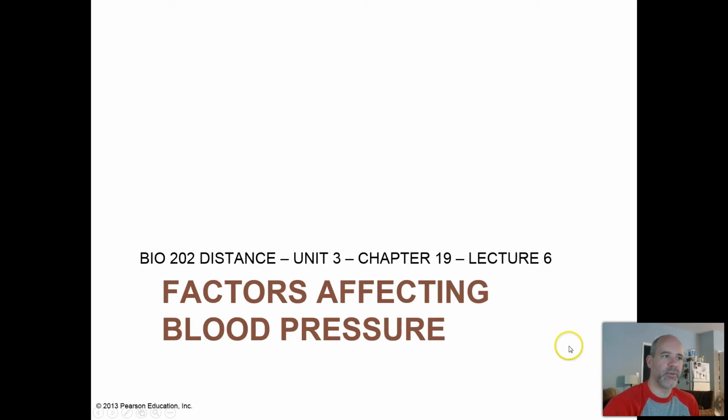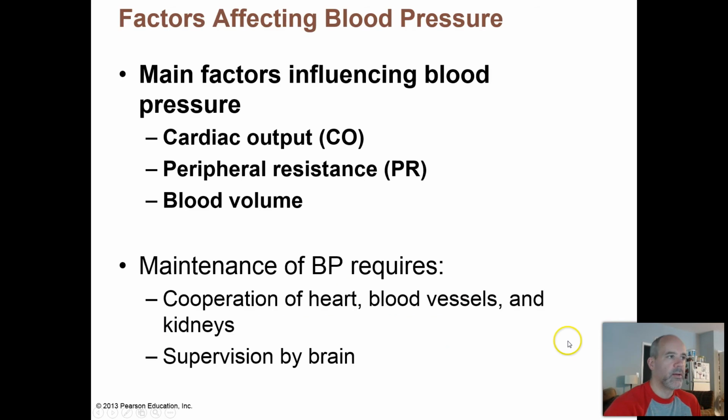All right, sixth lecture for chapter 19 here in Unit 3. We're going to start talking about some of the various factors that affect your blood pressure. This is going to be the most complex part of Unit 3 in terms of the physiology. Lots of stuff to learn here.